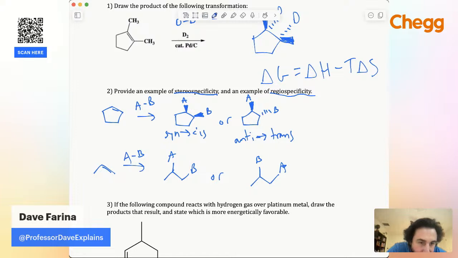Okay, let's see. Chuku asks, can you explain the difference between electrophilic addition reactions and nucleophilic addition reactions? So the substrate for the addition reaction is an alkene or an alkyne. We need a pi bond. We need one or more pi bonds on the substrate. When it's electrophilic addition, then the pi bond is acting as the nucleophile and it is attacking an electrophile.